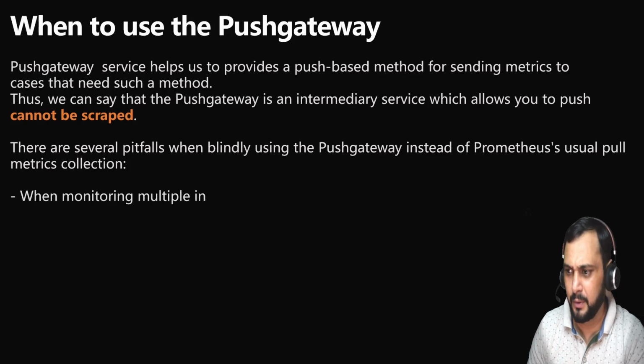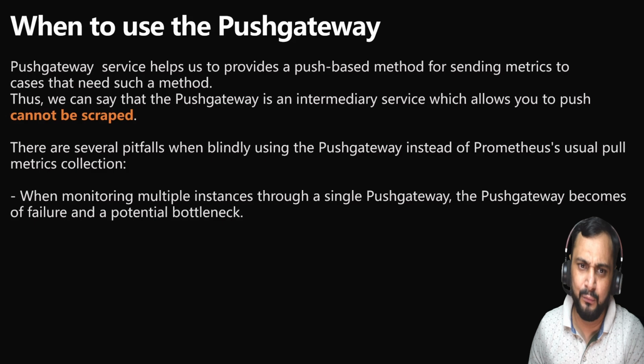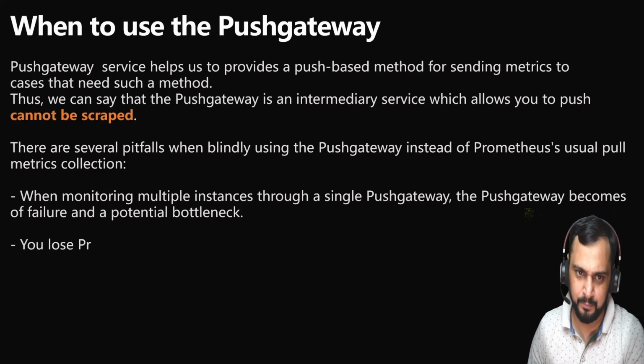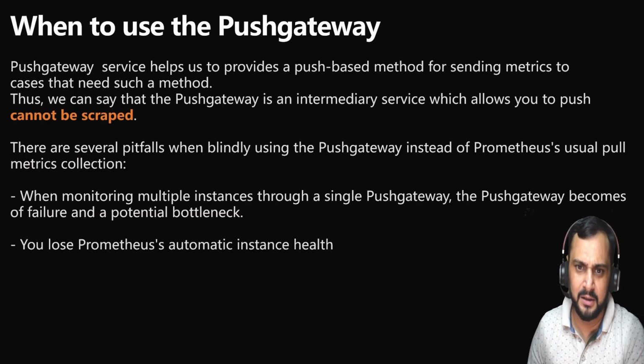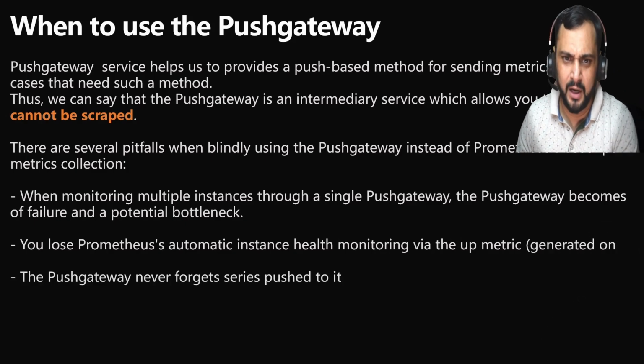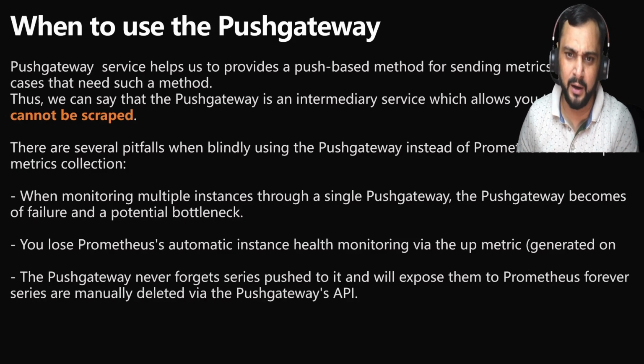Disadvantages of using push gateway: when monitoring multiple instances through a single push gateway, the push gateway becomes a single point of failure and a potential bottleneck. If that push gateway VM goes down, or if there is any issue with the push gateway binary, we will lose all the monitoring, right? So we should avoid push gateway. You lose Prometheus's automatic instance health monitoring via the up metric. Push gateway never forgets series pushed to it, and it will expose them to Prometheus forever. Series must be manually deleted via the push gateway API server.